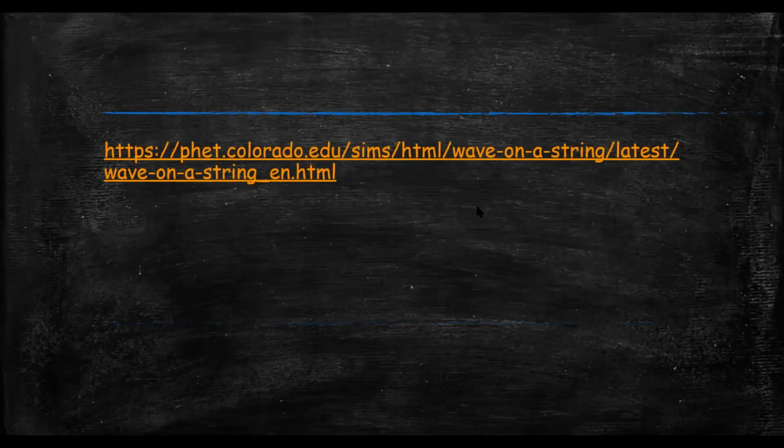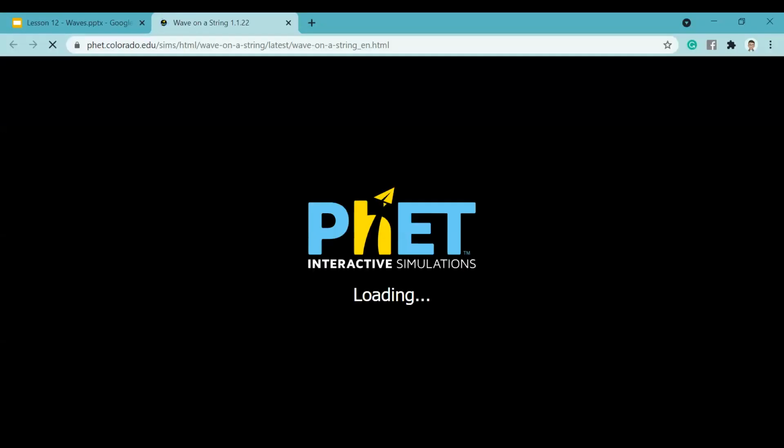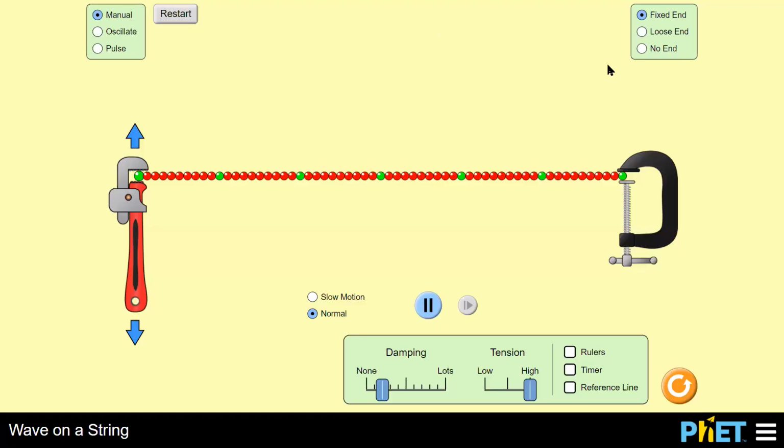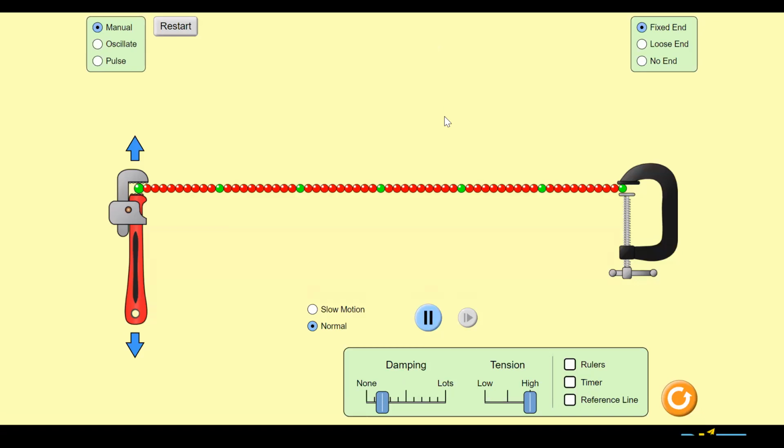Speed of a wave on a string. Now for this lesson, we will use the PhET simulation. I will put the link for this simulation in the description below so you may visit and explore by yourself. So let's familiarize ourselves with the features of the simulation.